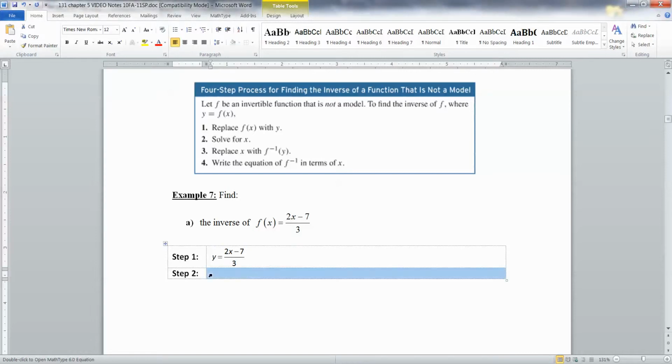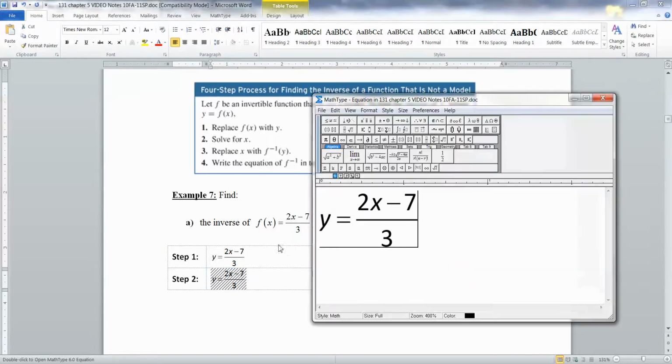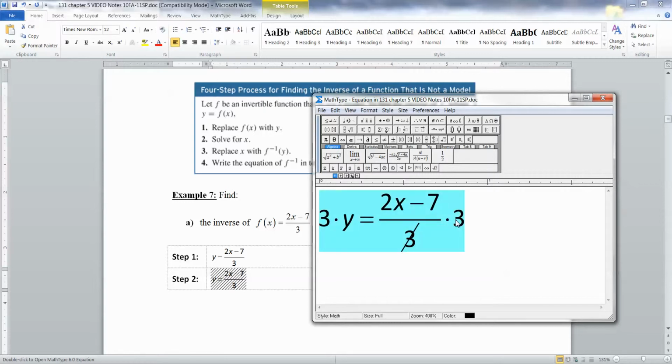So there's a couple ways you can do this, but I think the easiest thing is to get rid of the 3, because who wants 3 in the denominator anyway, right? Nobody. So we're going to multiply both sides by 3. Over here and over here. The reason you're doing that is because it'll make this fraction over here disappear. Right? So you'll be left with 3y equals 2x minus 7.